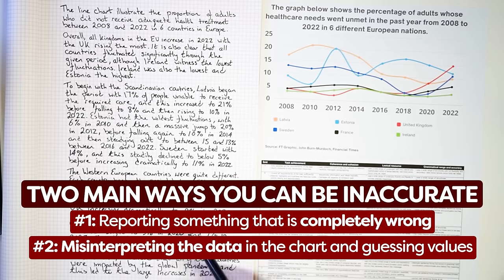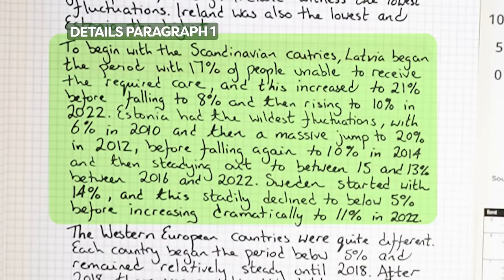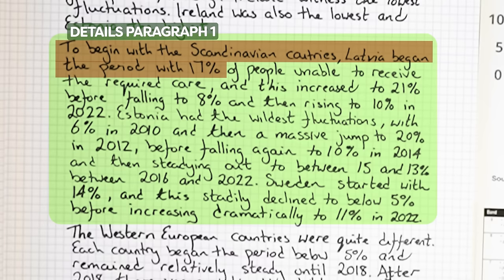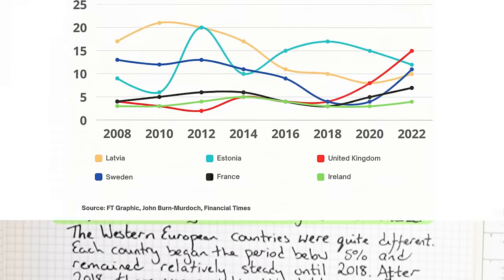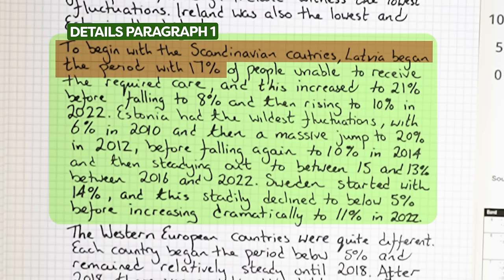So for example, here in the first sentence of the details paragraph, to begin with, the Scandinavian countries, Latvia began the period with 17%. If we look at Latvia here, it's not very clear that this is 17%. It's kind of halfway between 15 and 20. So if you write 17%, it's wrong. So what could you do instead? Well, you could write around 17%, approximately 17%. That is way more accurate.